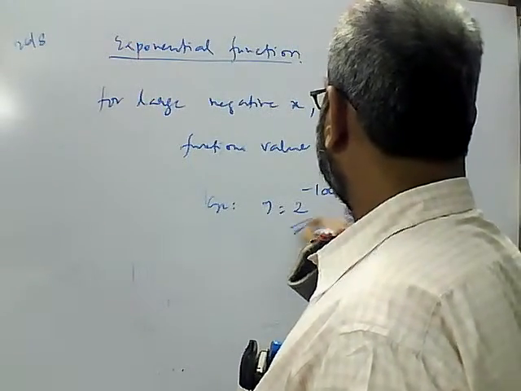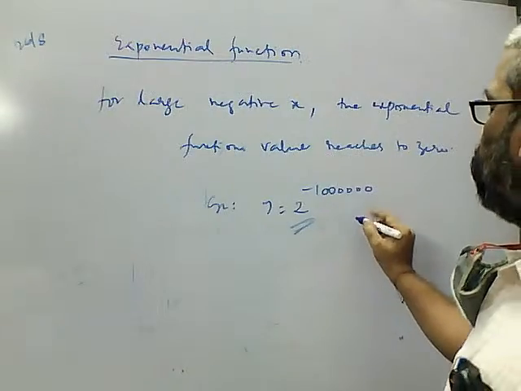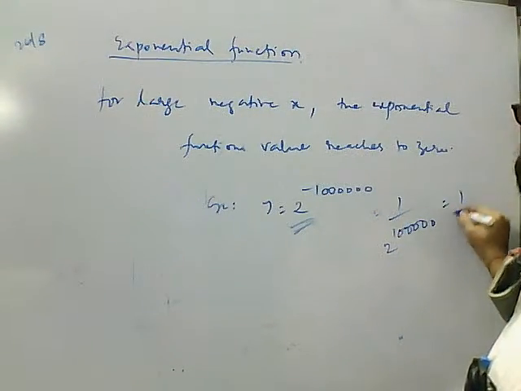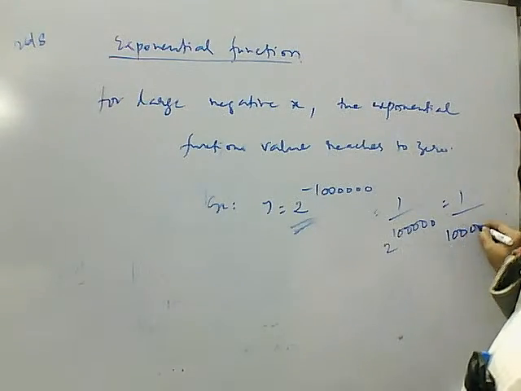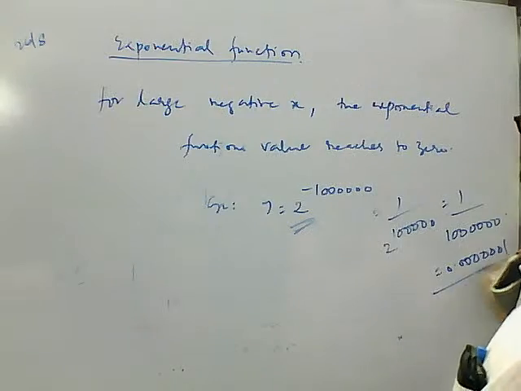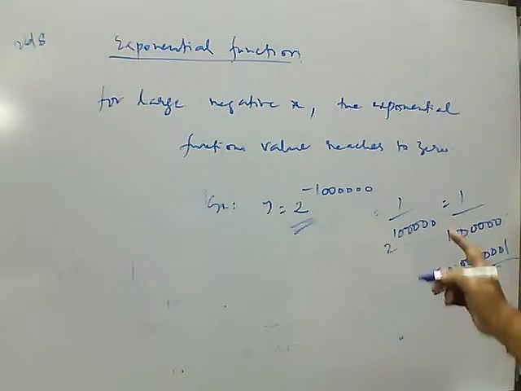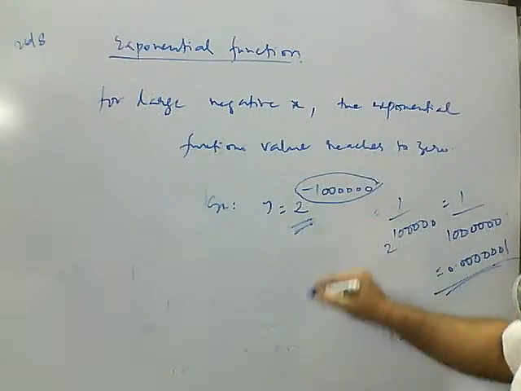For x equal to minus 1 lakh, what happens? This value is equal to 1 by 2 power 1 lakh, which is almost 1 by 10 lakhs, or 1 crore, like that you can take, which is equal to approximately 0. So for large negative values of x with the base b, the exponential value becomes 0.